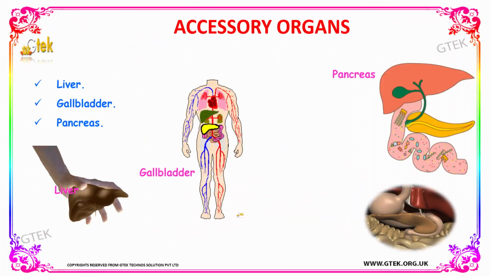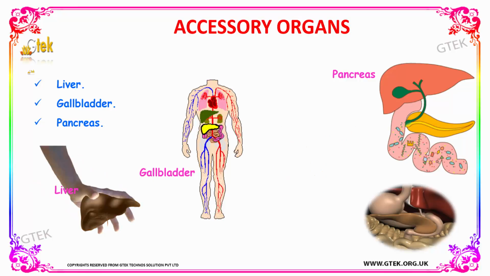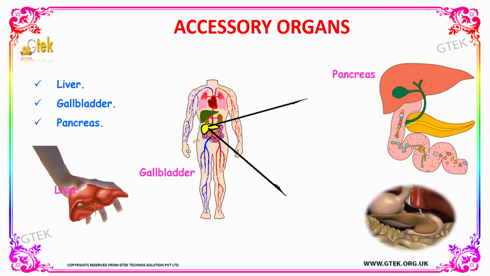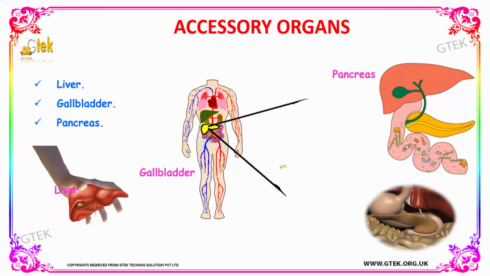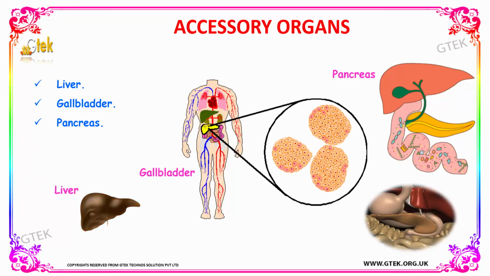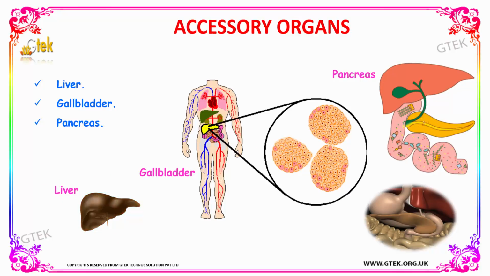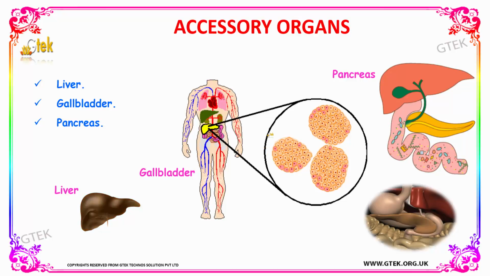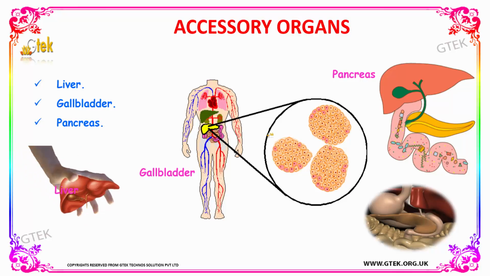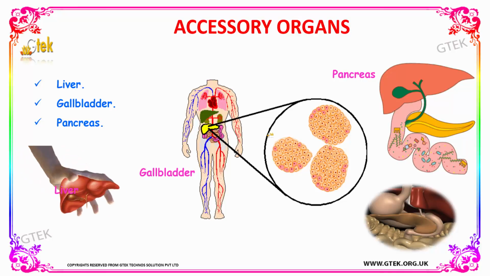Next we are going to see the accessory organs. Your accessory organs are as follows: liver, gallbladder and pancreas. Your liver is situated over here and your gallbladder is situated in this region. Your pancreas is situated just below the liver. So these three organs are the accessory organs, which help in increasing the efficiency of the digestion process.